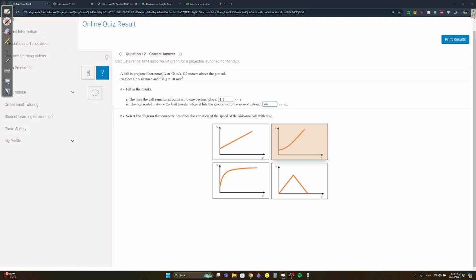Question 12. A ball is projected. Okay, finally some projectile motion. It's projected horizontally. Horizontally is very important. Horizontally means theta is equal to 0 degrees, at 40 meters per second, so v naught is equal to 40.